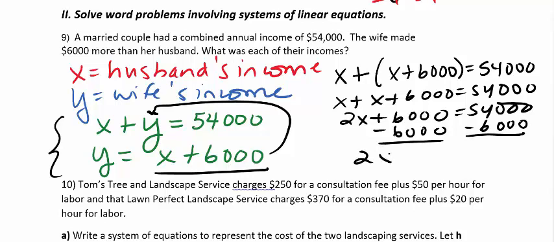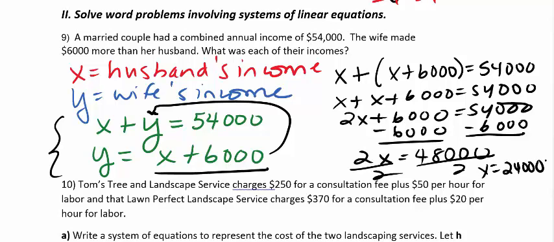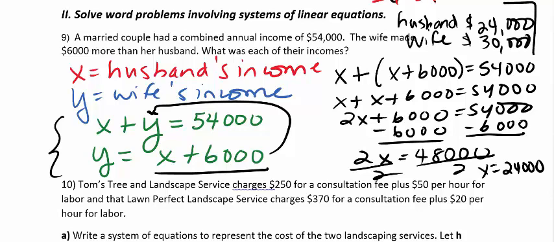And we get 2x is equal to 48,000. Divide by 2, and x is going to be 24,000. Therefore, the husband makes $24,000. Then we can go back and add 6,000 to that for the wife. So the husband is going to make $24,000, and the wife made 6,000 more than that, so the wife made 30,000.